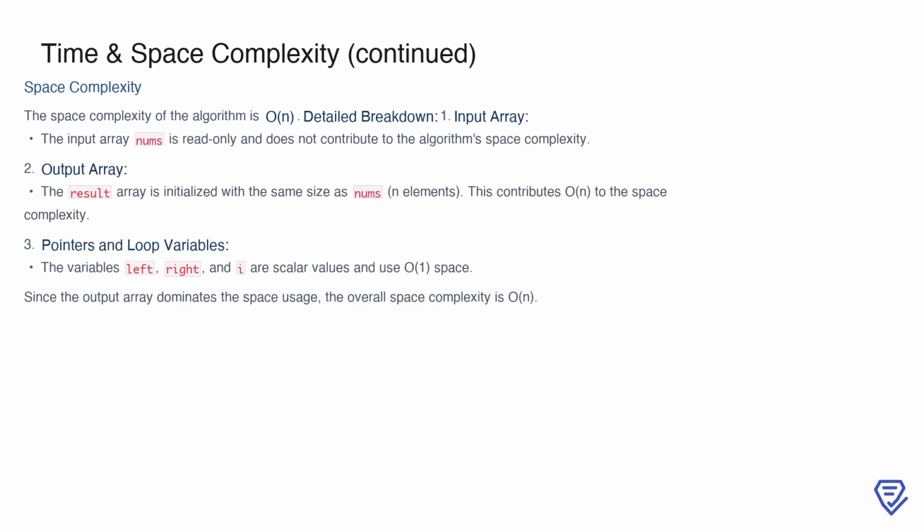Now, let's examine the space complexity. The space complexity of the algorithm is O(n), and this is primarily due to the result array. The input array nums itself is read-only, so it does not contribute to the space usage of the algorithm. The result array, however, is initialized with n elements, which contributes O(n) to the space complexity. Additionally, the scalar variables left, right, and i used for tracking positions and iterations are simple values that require O(1) space. Since the result array dominates the memory usage, the overall space complexity is determined to be O(n).